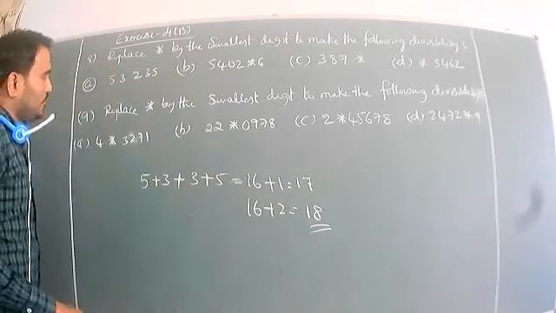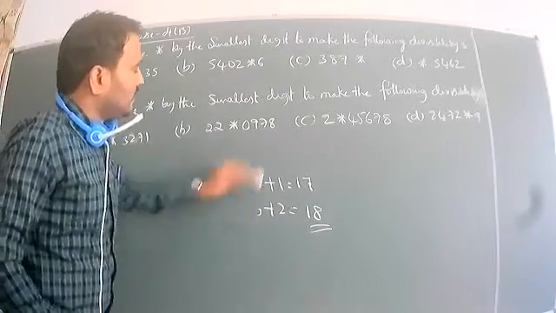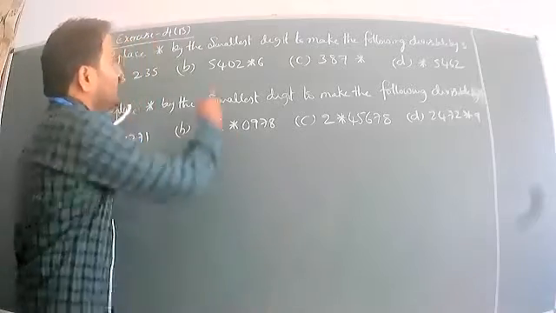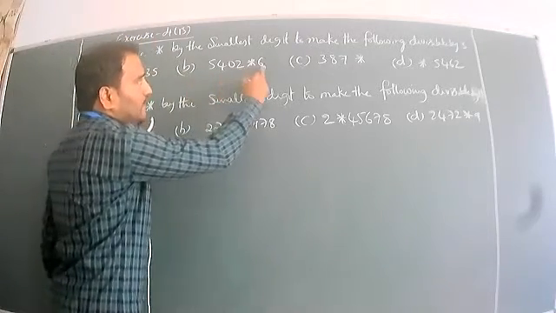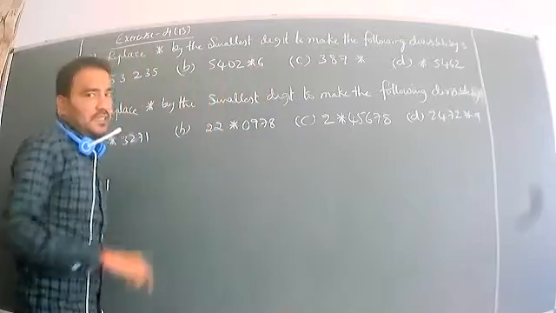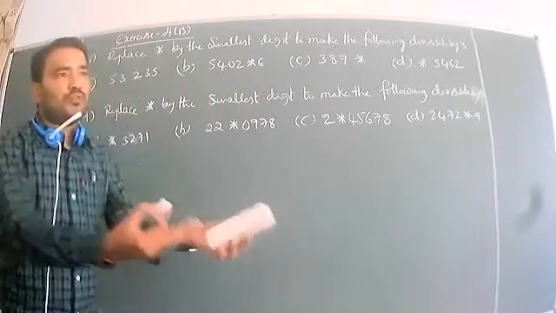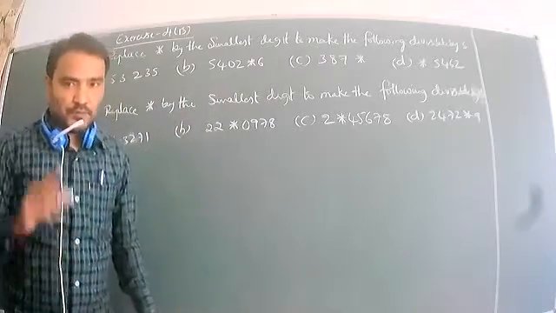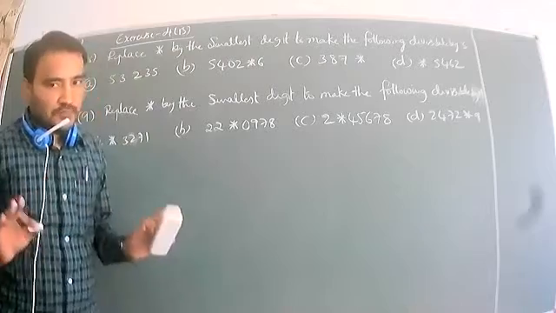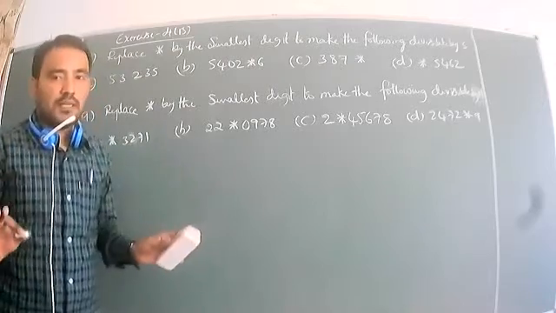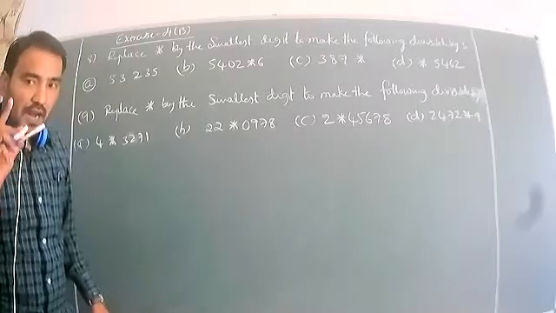Now the same rule we apply to the second one. 5 plus 4, 9. 9 plus 2, 11. 11 plus 6, 17. Now, how much do we have to add to get a multiple of 3? 1. 17 plus 1, we get 18. 18 is a multiple of 3, so 18 is divisible by 3. So now I should add 1.